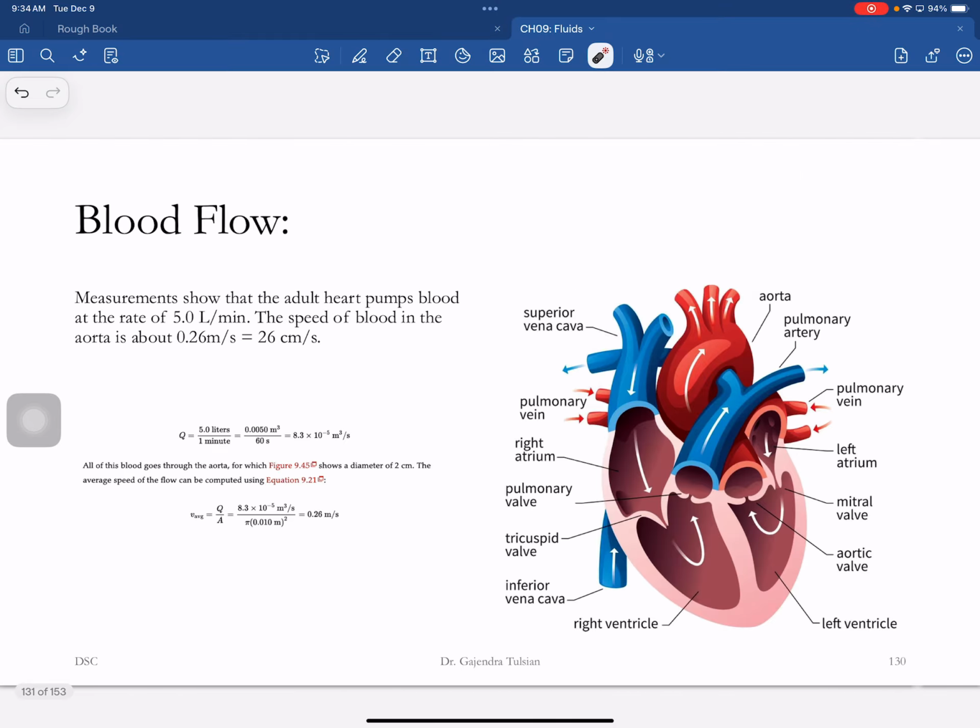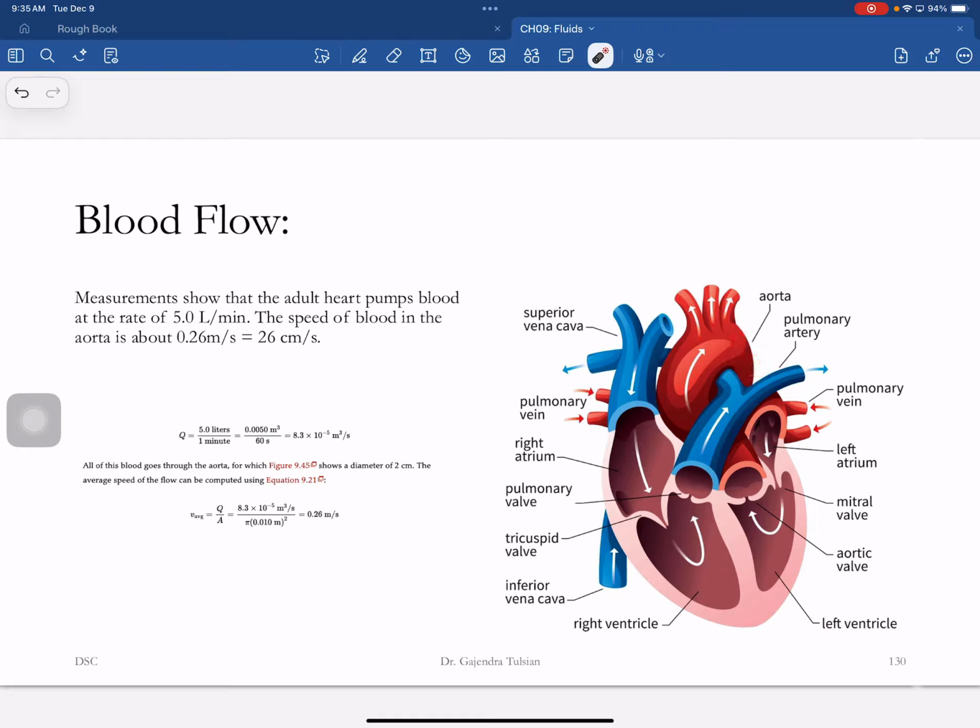All right, so this goes through the numbers. On the average, you're pumping blood at 5 liters per minute through your body. This is converted into seconds, into meters cubed per second. It's that many meters cubed per second, so you can stand at any point in your body and the amount of blood flowing across that area is that much.